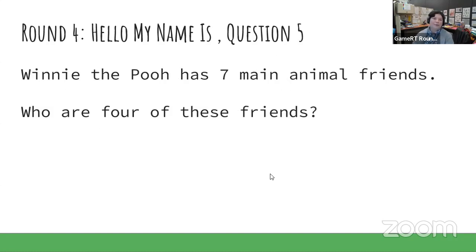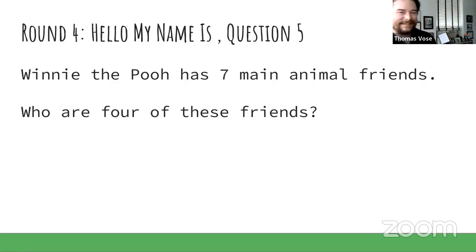Number five, Winnie the Pooh has seven main animal friends for Christopher Robin. I should have added that part. Who are the four of these friends? And those weird additions from later Disney movies. It does pay sometimes to be like, this is the very specific piece of media I'm talking about, because who knows what other additions exist in the universe. And then we'll go into six.